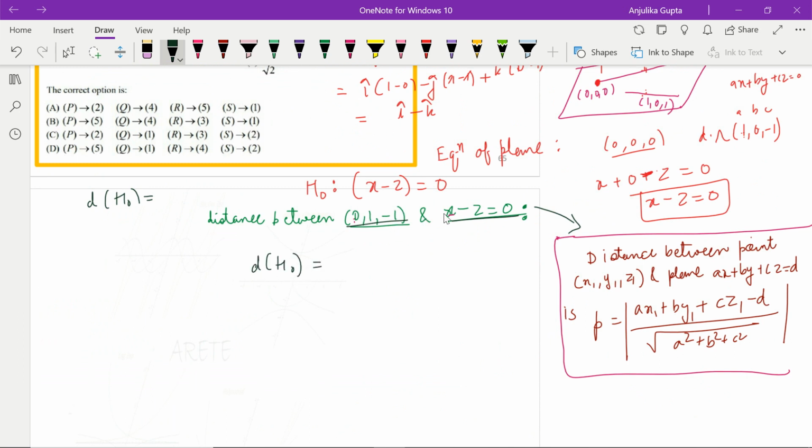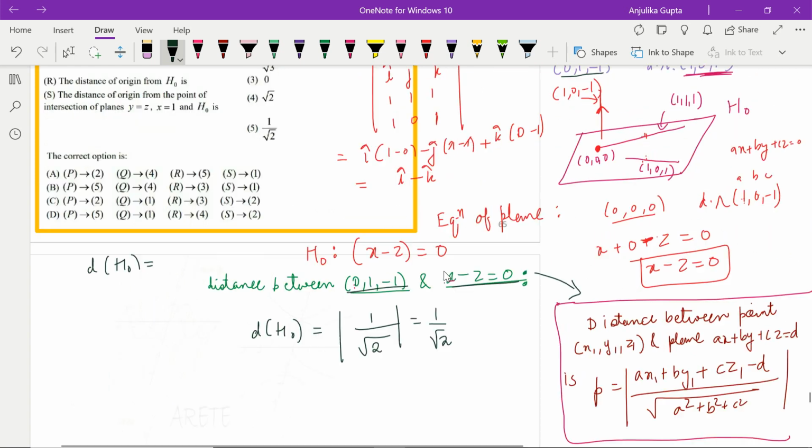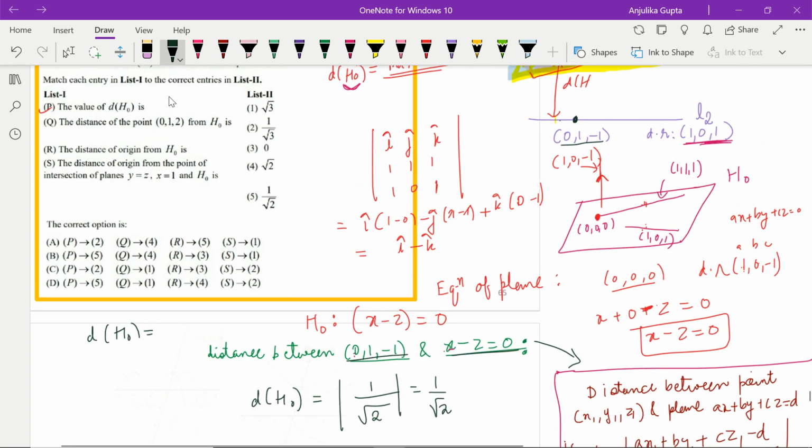So instead of x you put 0, there is no y, and instead of z you put minus 1. So 1 over under root a square plus b square plus c square, that is root 2. So d(H0) you got to be 1 over root 2. So let's come back here. So my P is matching to 5. 1 over root 2.